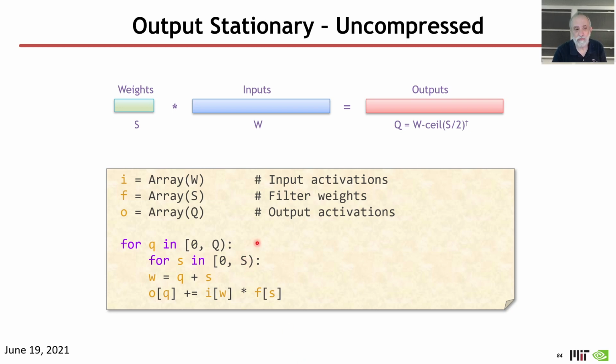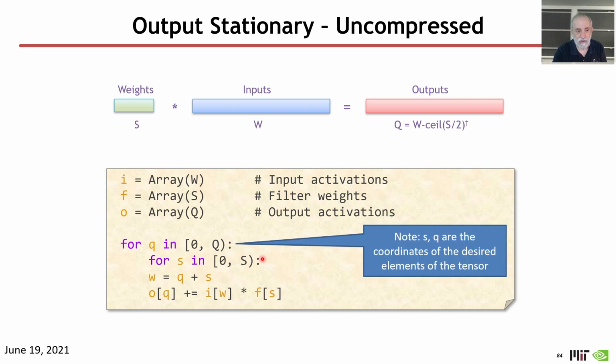So this is the code for an output stationary uncompressed 1D convolution. Because it's output stationary, we traverse in the outermost for loop the indices of the output. In the next for loop, we do the indices of the weights, and we notice that both the indices Q and S correspond to the coordinates of the desired elements in the tensor.